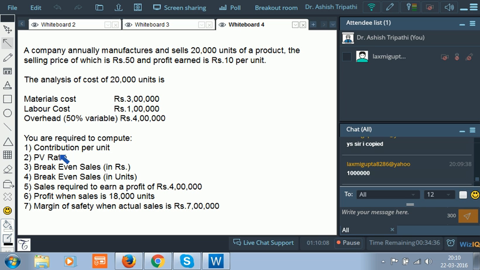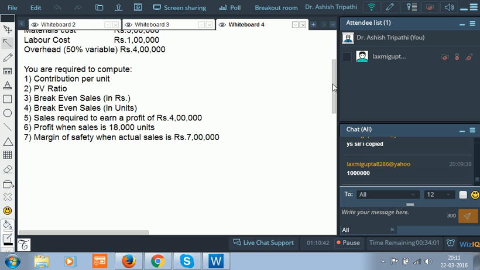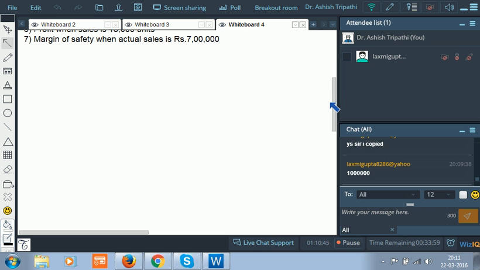Good. So you are required to compute first contribution per unit, second PV ratio, third break-even sales in rupees, fourth break-even sales in unit, fifth sales required to earn a profit of rupees 4 lakh, sixth profit when sales is 18,000 units, seventh margin of safety when actual sales is rupees 7 lakh. So let us start our solution. The first thing that we want is contribution per unit. So before we start, we'll have to do the marginal cost statement.